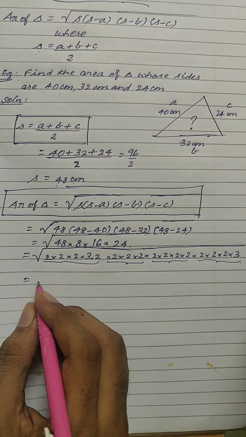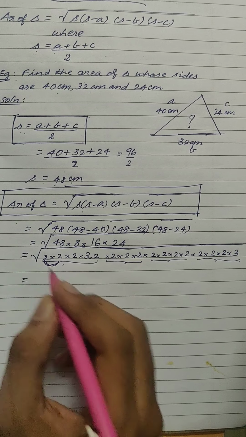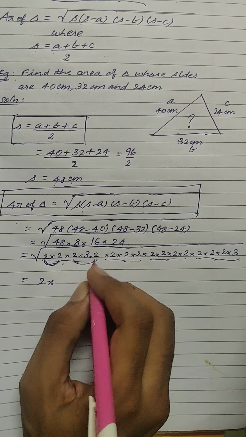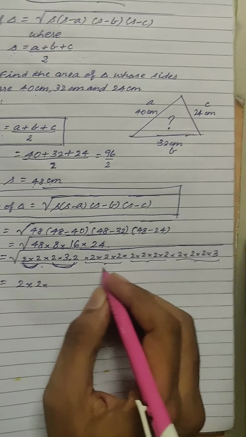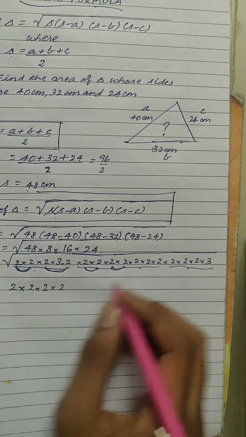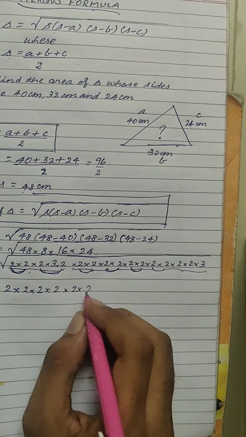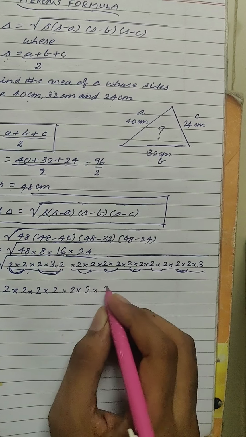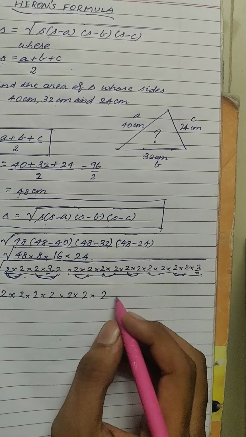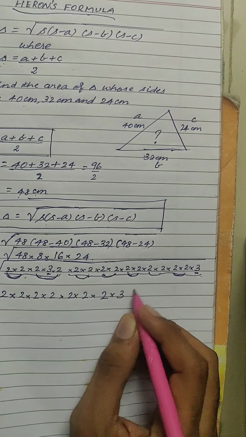Now what you have to do is when you have two numbers, you can take one number out of the root symbol. So for these two 2's you can take a 2 outside. For these two 2's you can take a 2 outside. For these two you can take another 2, and for these two you can take another 2, and you have 3, and here also you have another 3. For these two 3's you can take one 3 outside. So nothing remains inside the root.